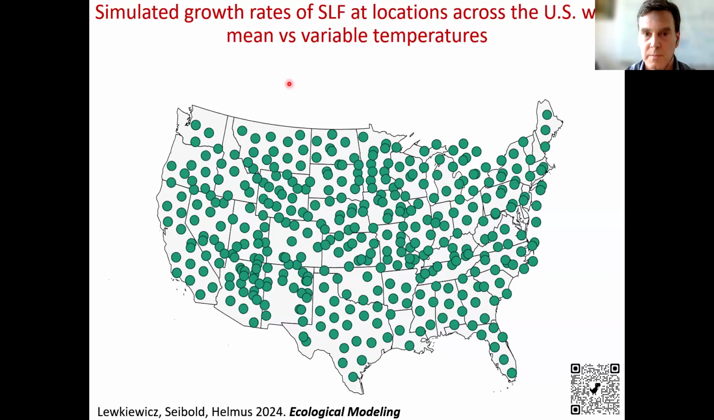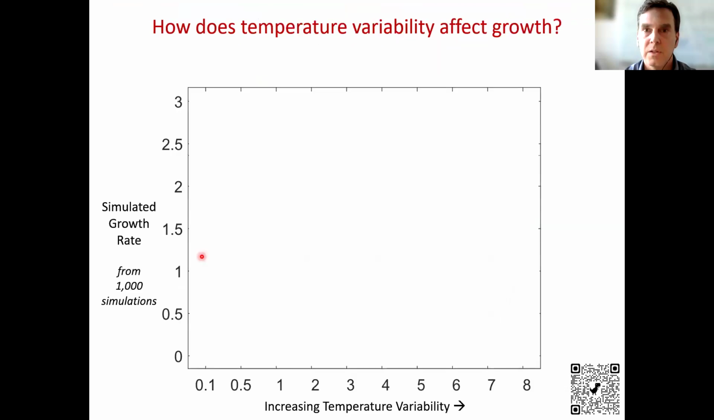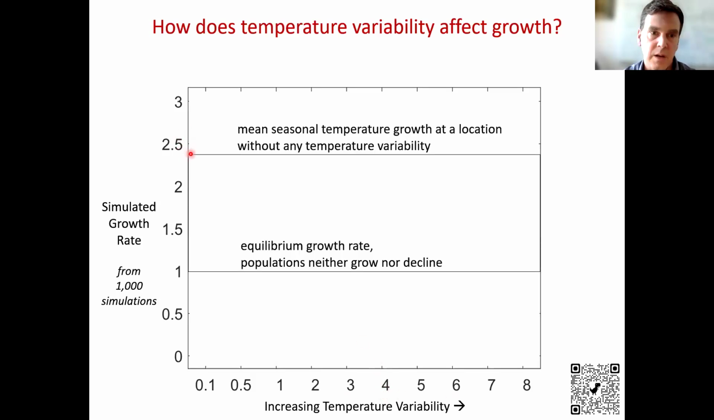the variable temperatures. And I'm just going to talk about 2 of these locations, Napa and Yosemite, because they're really close together spatially. So I'm going to show you a few figures and ask this question of how does temperature variability affect growth? This is simulated growth rate. So I've got my population dynamics model. I've got 1,000 simulations that I'm running through it. And then I'm going to increasingly make temperature variability higher and larger, daily temperature fluctuations higher and higher on this y-axis. This is the R0 value.